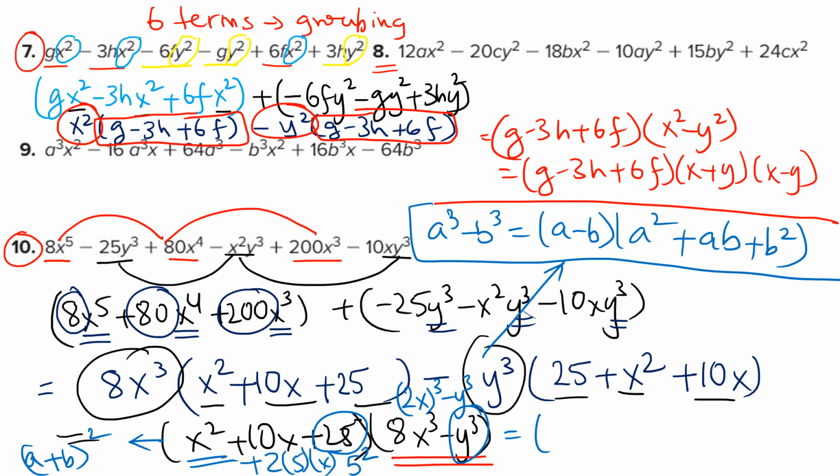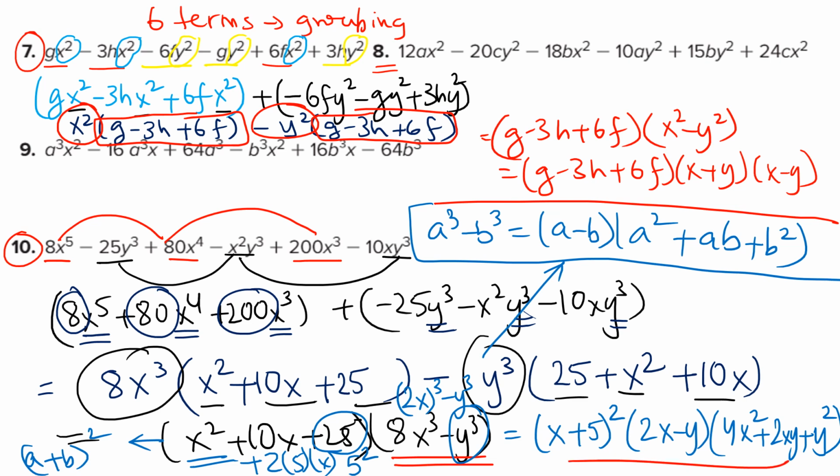So if I now do the final factorization, for the first one, it will be perfect square x plus 5 whole square. For the second one, it will be a minus b, so 2x minus y. And this last term, which is the square, will be 4x square, and this will be y square, and in between plus a times b, so it will be 2xy. Yeah, so this is going to be the final answer.